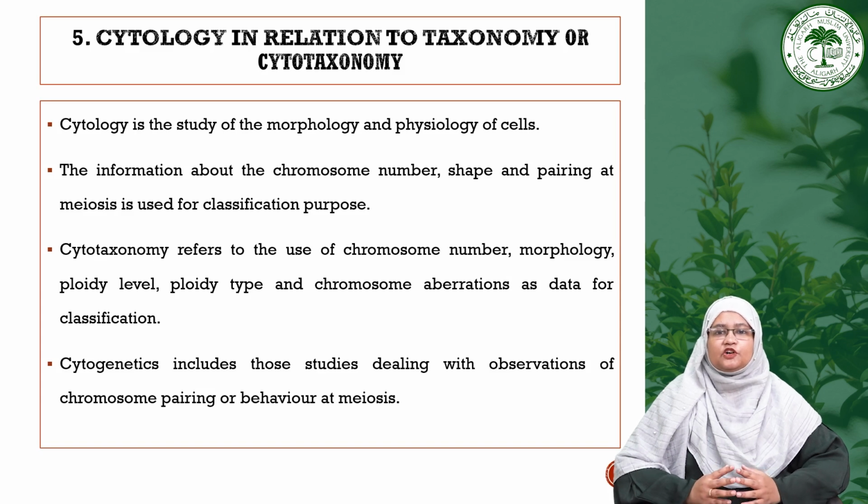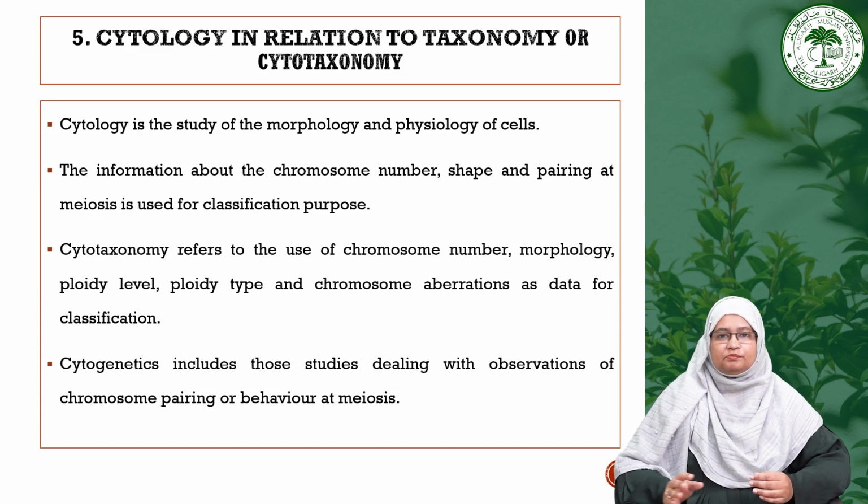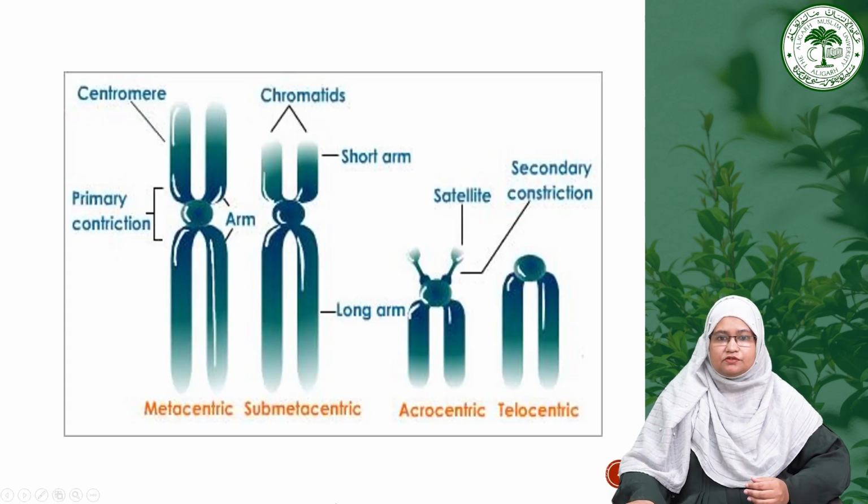As we have already discussed, cytology is the study of morphology and physiology of a cell, and the information about the chromosome number, shape and pairing at meiosis is used for classification purposes. So cytotaxonomy refers to the ploidy levels, different types of ploidy, and chromosome aberration as data for the classifications. And cytogenetics includes those studies dealing with the observation of chromosome pairing and behavior at meiosis.